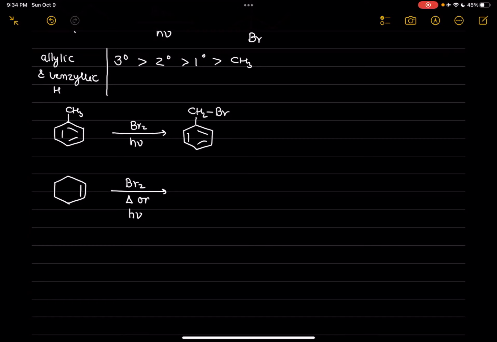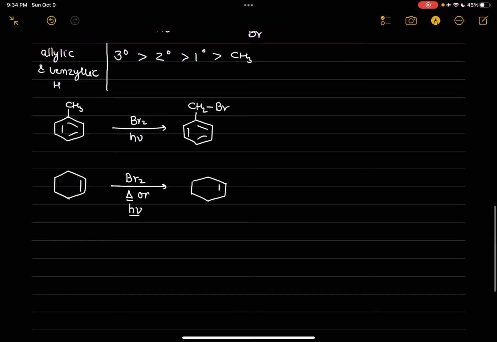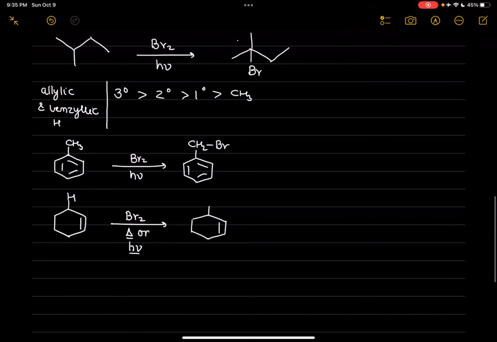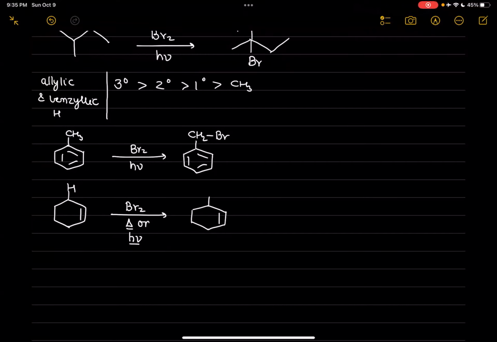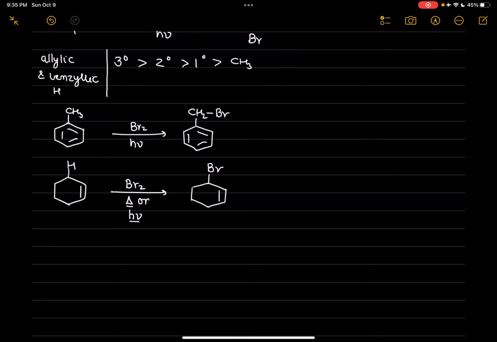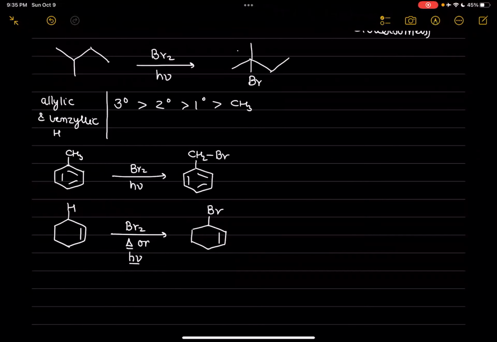No, that happens if you use bromine in high concentration. But if you take heat and light, it will break the bromine into radicals. The bromine radical is highly selective, so it is going to abstract the hydrogen which is most easily abstractable. That is the point where the Br is going to get attached. These are allylic positions, and allylic hydrogens are very, very reactive.